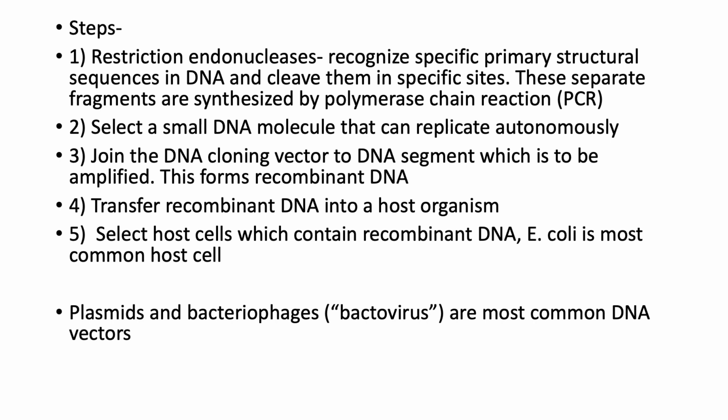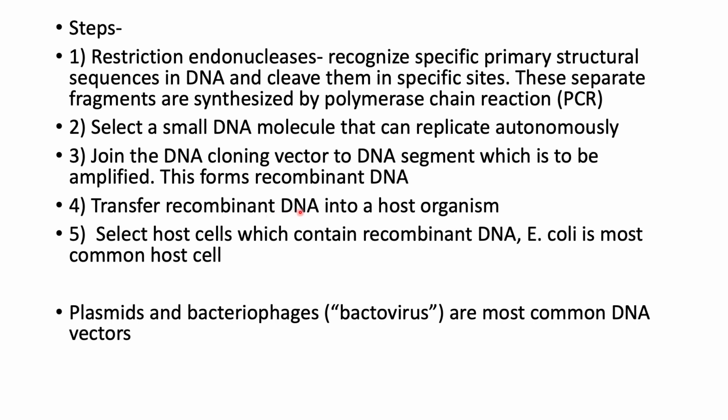So to get a DNA clone, we talk about restriction endonucleases. These will recognize specific structural sequences in DNA and cleave them in specific sites. And these separate fragments are synthesized by polymerase chain reaction, which we reviewed in our last talk. You can select a small DNA molecule that can replicate autonomously. You join the DNA cloning vector to the DNA segment, which is to be amplified, and this forms recombinant DNA.